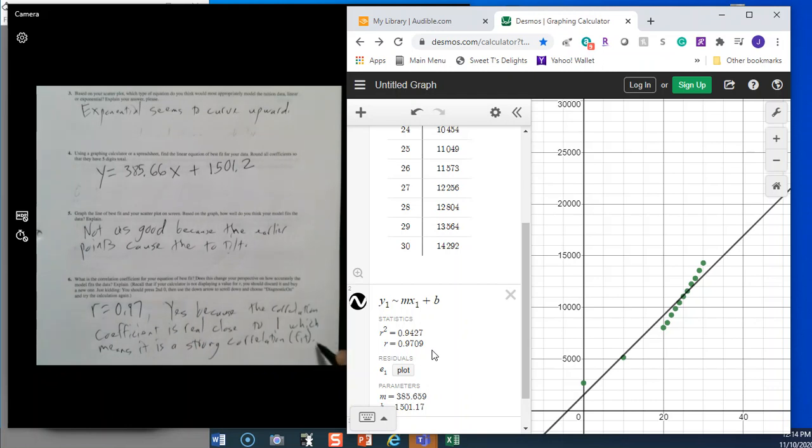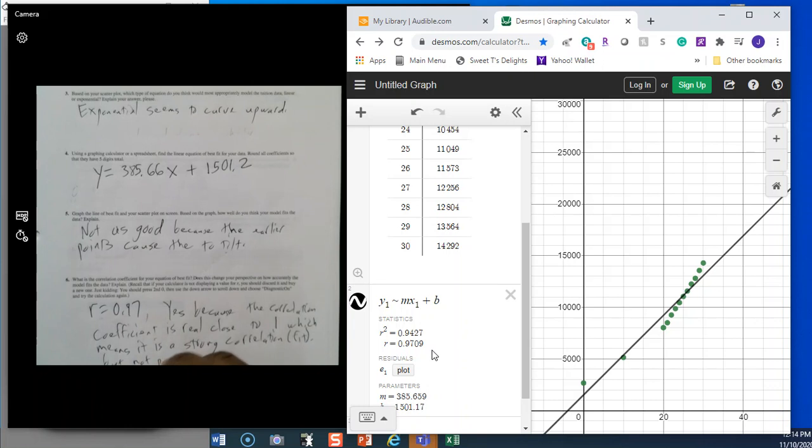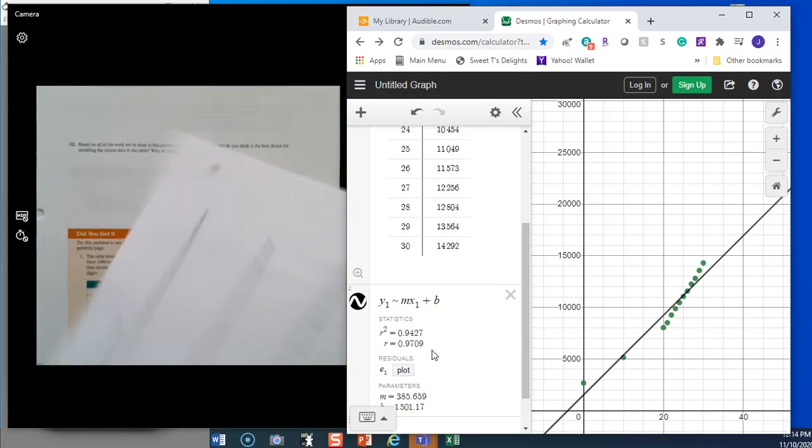And then I'll put also here, but not perfect, because 1 would be perfect, but it's not perfect. Strong fit, but not perfect. Okay, so with that being said, we're going to mosey on over to the next page.